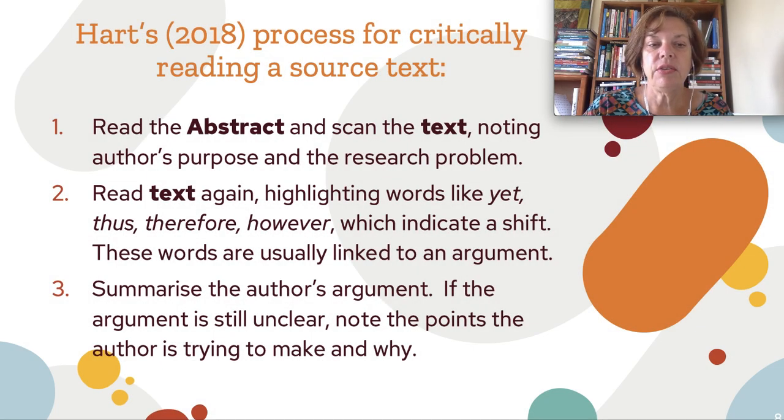I want to take you through a process for critically reading a source text, which comes from Hart 2018. So the argument here, or the suggestion here, is that you read the abstract, because the abstract should be a summary of the entire paper. So you should get a sense from the abstract about the research problem and the author's purpose. So as you read the abstract, note for yourself, this is the author's purpose, this is the research problem.